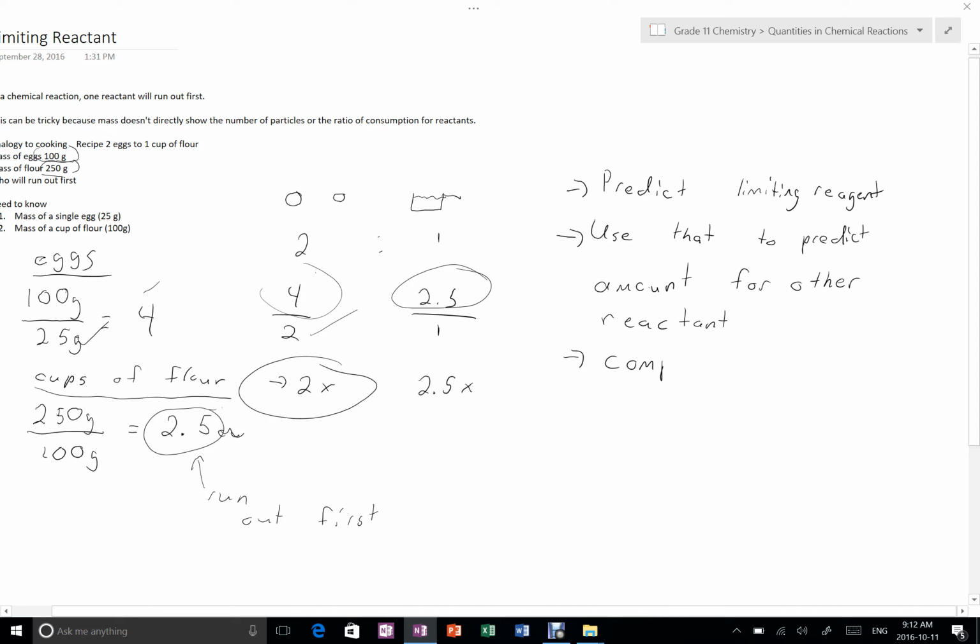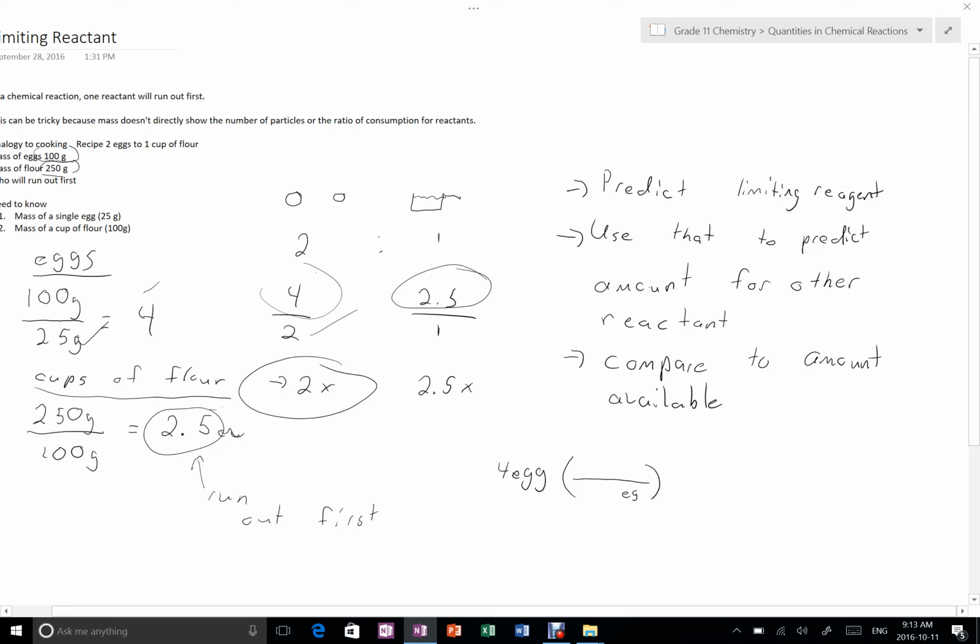And then compare to amount available. So for example, if I was just looking at these and I guessed that I had 4 eggs was going to be my limiting reactant, I can go ahead and predict how much flour that would react with.